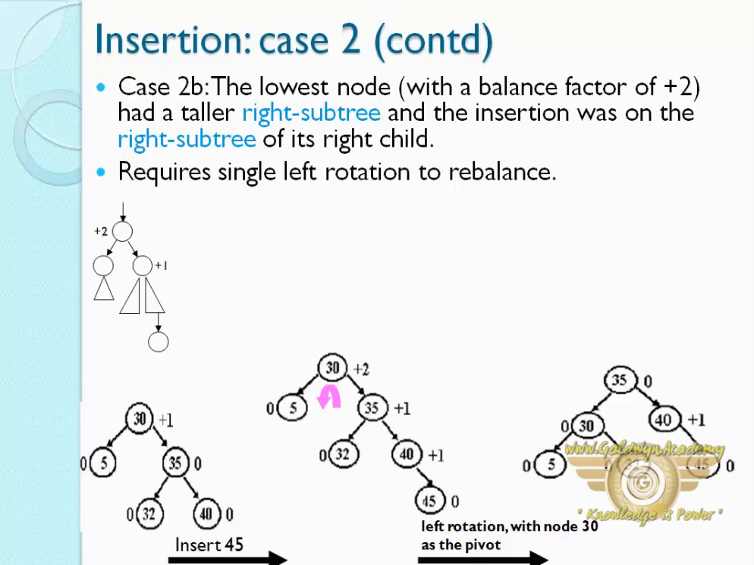Insertion case 2b, the lowest node with a balance factor of +2 had a taller right subtree and the insertion was on the right subtree of its right child. It requires a single left rotation to rebalance. Consider this tree. Here, on inserting the node 45, we will have to perform a left rotation with the node 30 as the pivot. So we will obtain a balanced tree as shown here.